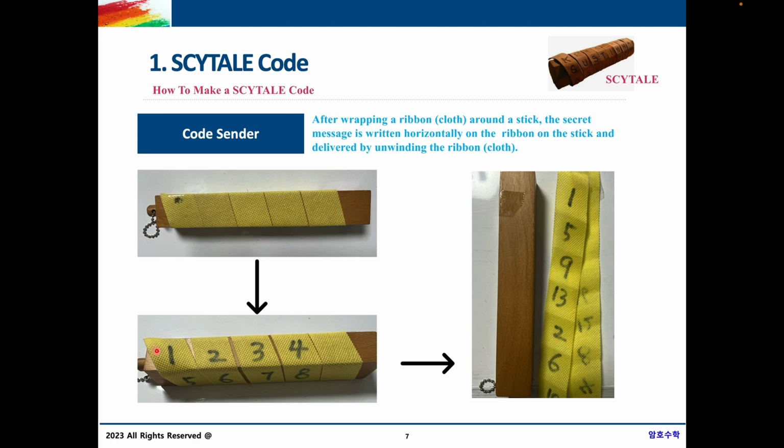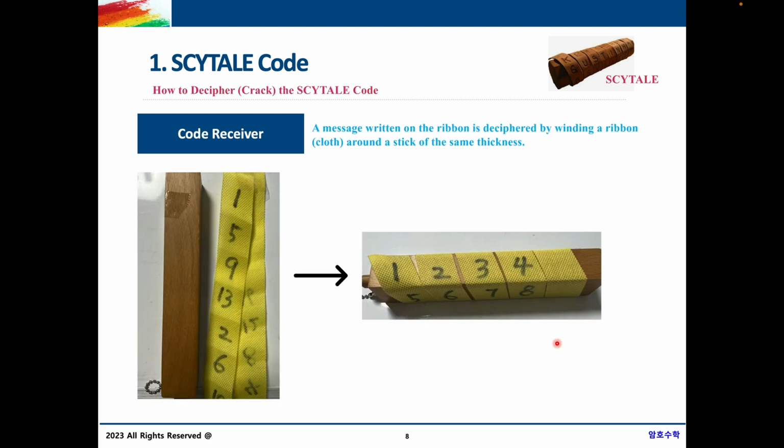And this is because we wrote our message horizontally. So we have 1 on this side, 5, 9 on the bottom, and 13 on this side that we can't see in the image. And then we start at 2. That's why we have the 2 over here. Next, the receiver of the code deciphers the message by winding the same ribbon around a stick of the same thickness.